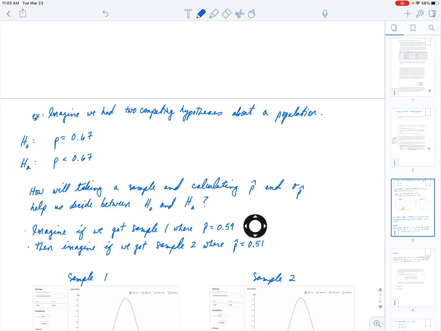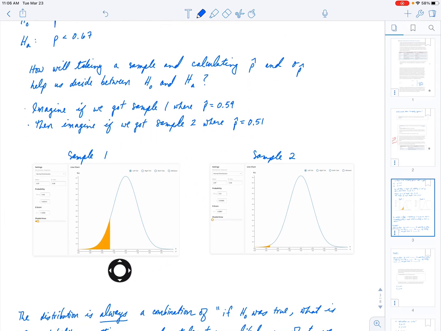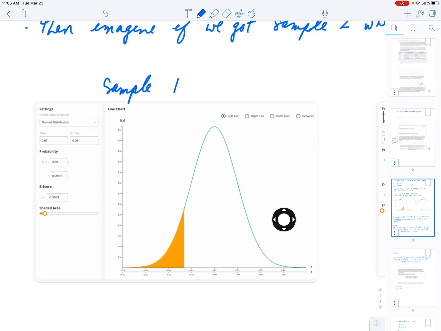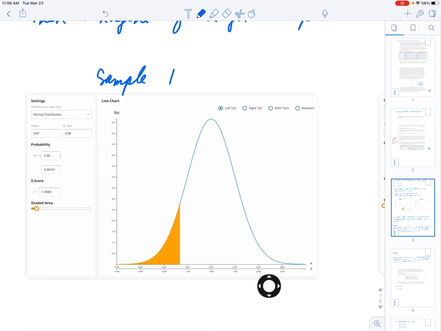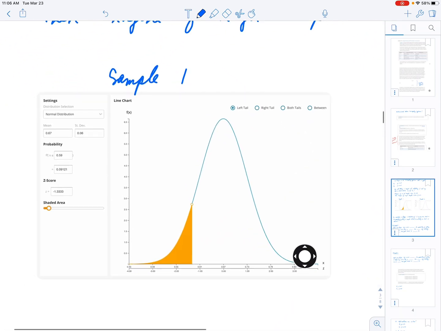So imagine these two scenarios. Imagine first that we got a sample and we calculated a sample proportion and it was 0.59. Remember, we're assuming 0.67 is true. That assumption of 0.67 being true sets some wheels in motion that give you a sampling distribution centered at the population characteristic, in this case 0.67. Assuming the sample size is large enough, the sampling distribution is normally distributed.